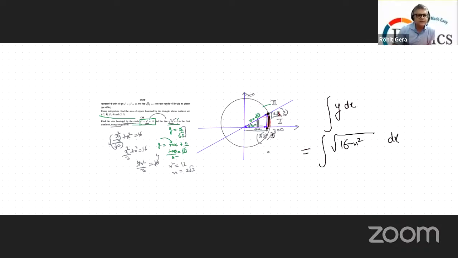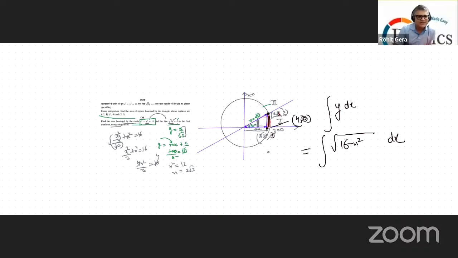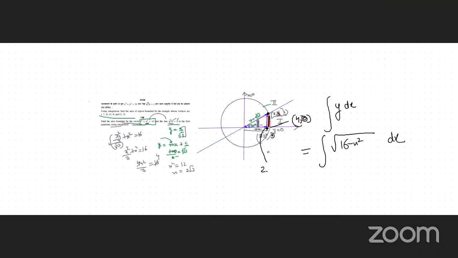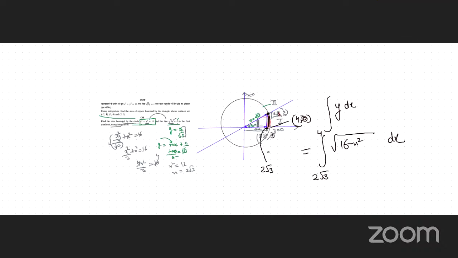Now, what is this coordinate? 4 comma 0, because the circle's radius is 4, right? And what is the start point, this 2 root 3? So which means the area is under 2 root 3 to 4, when it comes to the circle only. The part which is under the circle.